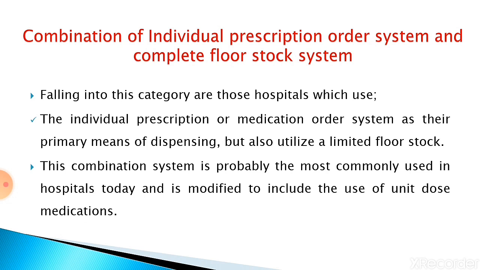This combination system is probably the most commonly used in hospitals today and is modified to include the use of unit dose medications. So here in this method we are using both methods, the individual prescription order system and the complete flow stock system. Here the individual prescription order will also be given for the patient and the flow stock is also maintained at the nursing stations. In bigger hospitals nowadays this method is mostly used.